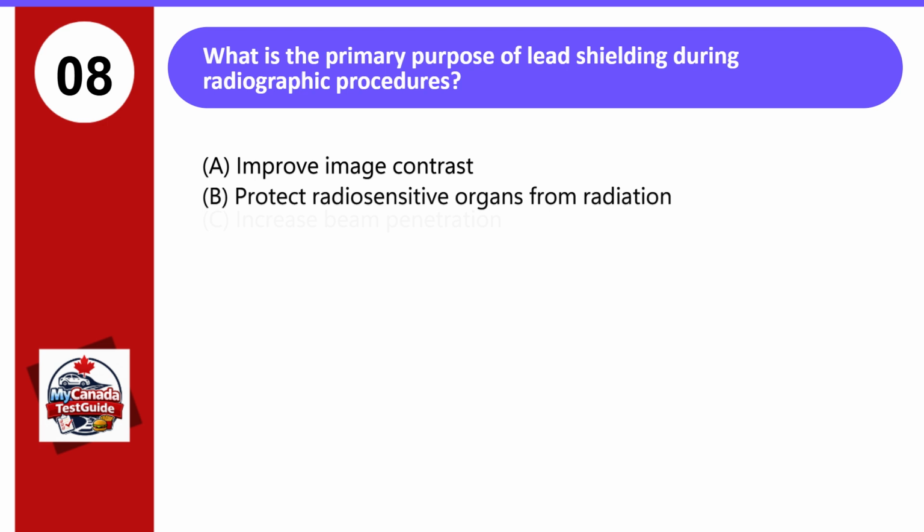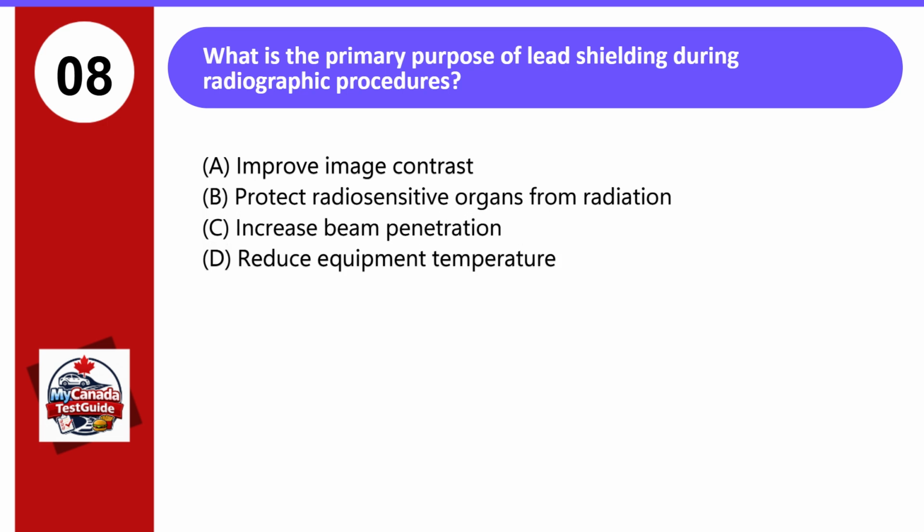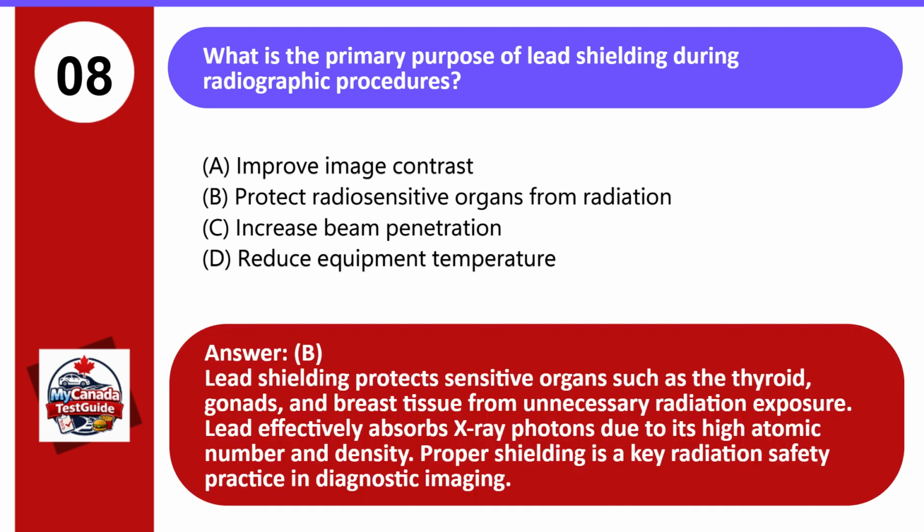What is the primary purpose of lead shielding during radiographic procedures? A. Improve image contrast. B. Protect radiosensitive organs from radiation. C. Increase beam penetration. D. Reduce equipment temperature. Answer, B.